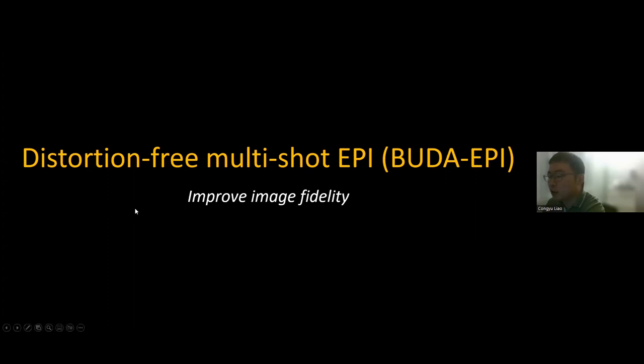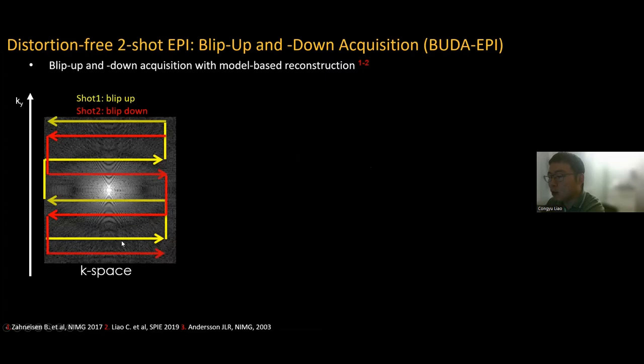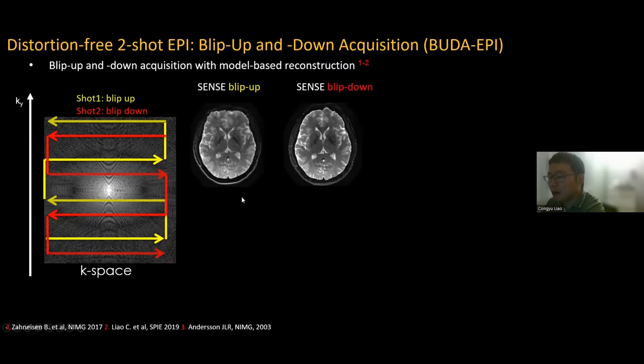In multi-shot BUDA EPI, we use two EPI shots that sample complementary subsets of k-space, one with the blip up and the other with blip down, to create the opposing distortions.